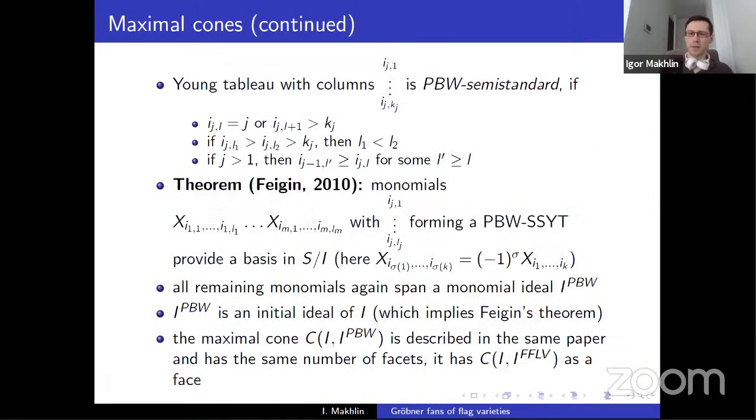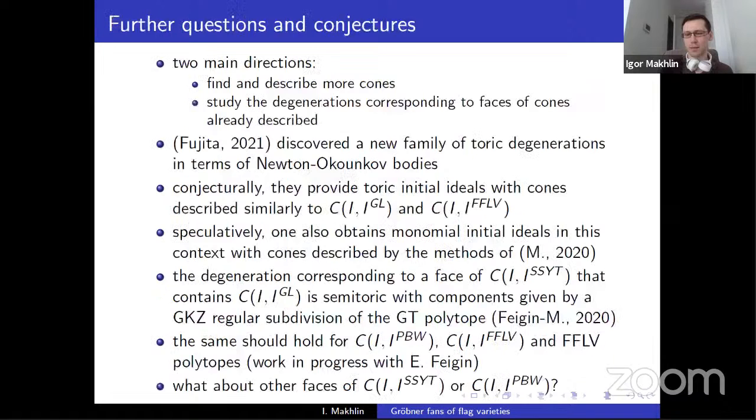Okay, and then I had another slide about another monomial ideal, which is given by PBW semi-standard tableaux, but of course I will not provide the details here. But there is another maximal cone that has been described, and then presumably we can also describe the further degenerations in the same fashion by subdividing the FFLV polytope. This should also provide semi-toric degenerations.